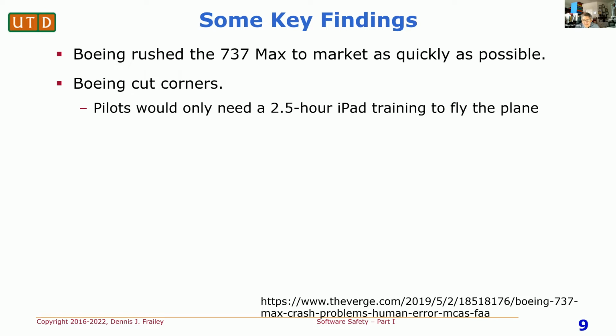For example, the training, that's an area where they cut back, and it turns out that it was a really big mistake. They didn't spend the time to develop a good enough training system. Normally, pilots are trained in simulators, and they get hours and hours of training. Somebody decided that they could train for certain features they were adding to this airplane with a 2.5-hour iPad course. It turns out it didn't work very well.